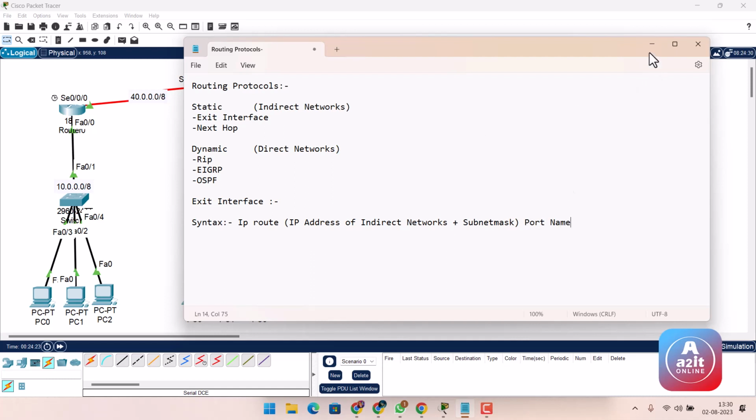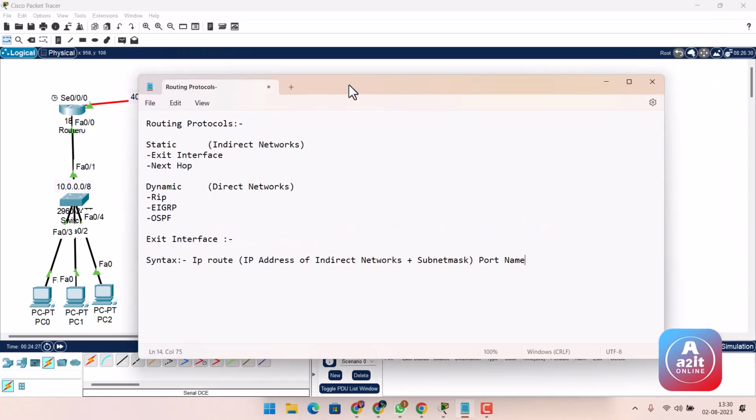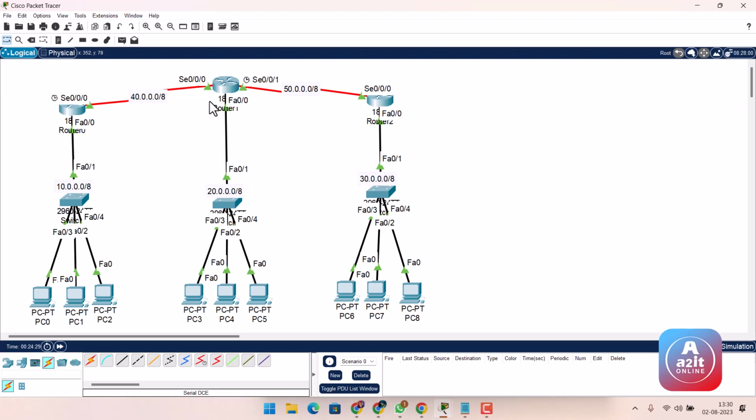Okay, so let's try to implement this practically. As I have created a diagram already in Packet Tracer, first of all, we have done the configuration of the private networks. For my first network, I have used IP address range 10, network 20 for my second network, and IP address range 30 for my third network. So first of all, we need to make connectivity between routers, and then we are able to use the static routing protocol.